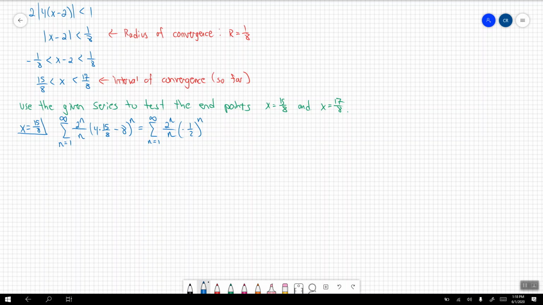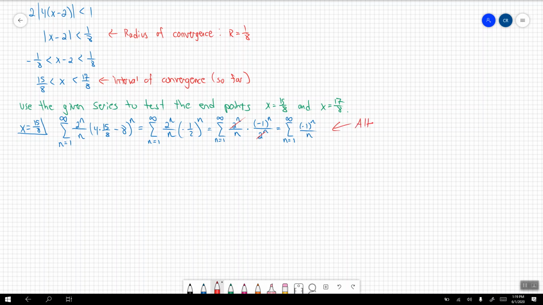Now that we have this, let's simplify it a little bit more, because I see some terms that will cancel. So I have 2 to the power of n divided by n multiplied by negative 1 to the power of n divided by 2 to the power of n. And this 2 to the power of n now cancels, which then just leaves us with this series: negative 1 to the power of n divided by n. Now, does that look familiar? It should look familiar from previous sections.